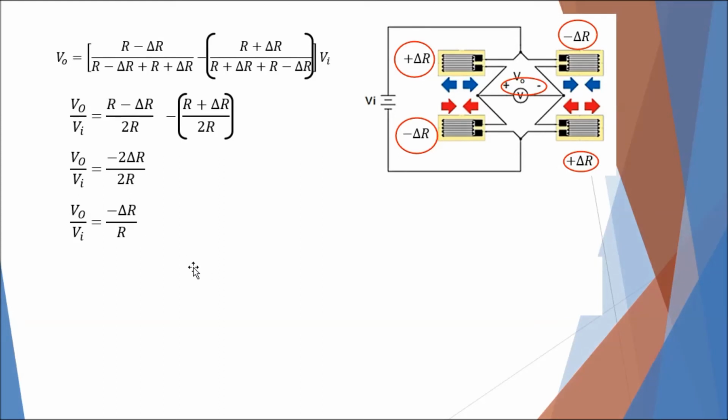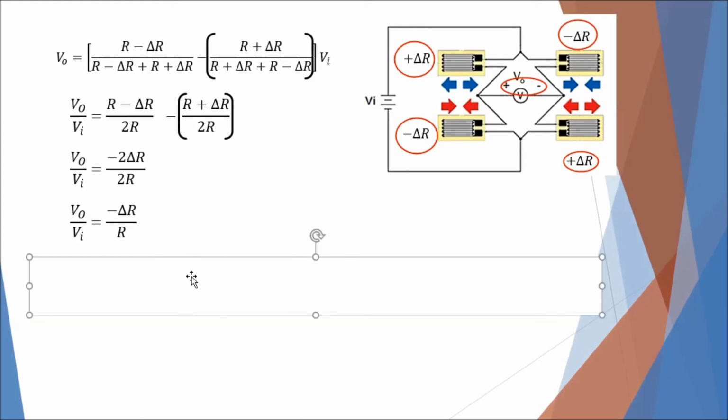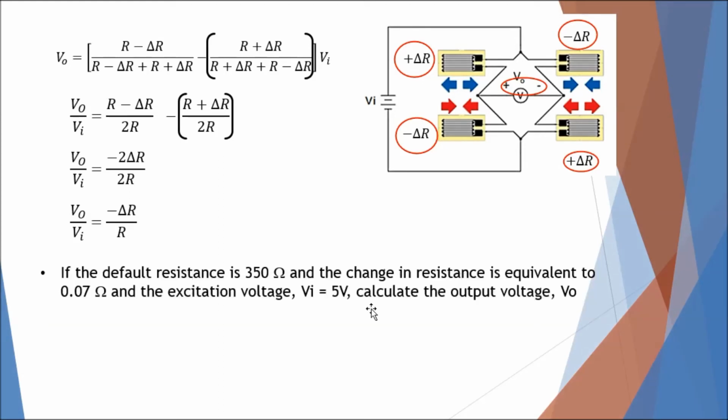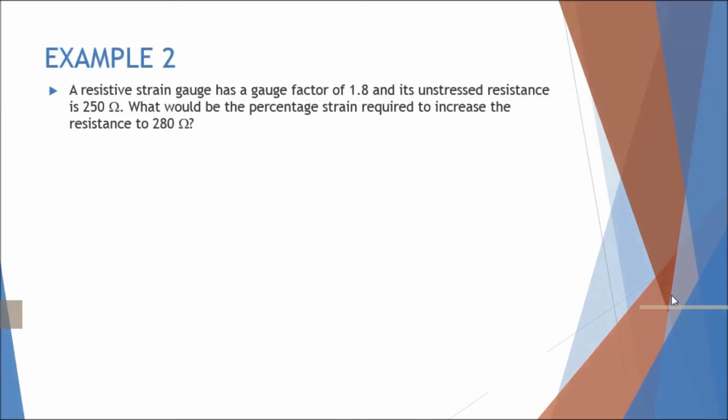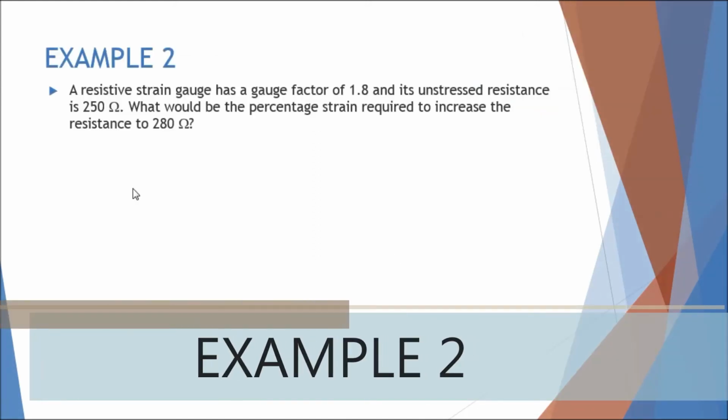Okay, so the second part of the question is asking about the value of the V out if you are given the values of the other parameters. So you just need to put the values in your equation, and you will get minus 0.001 volt. Okay, so that's how you can solve an example of a strain gauge in a circuit configuration. So next, let's look at the second example.